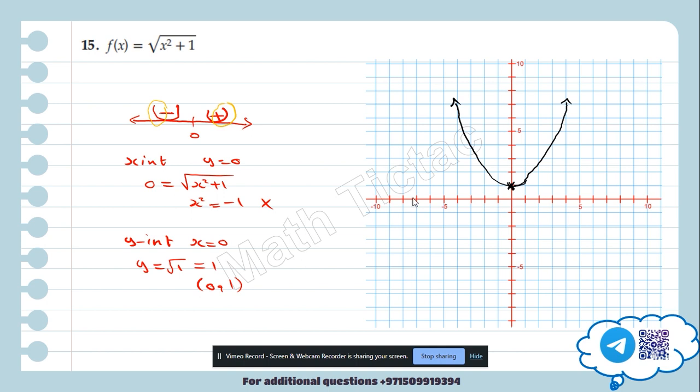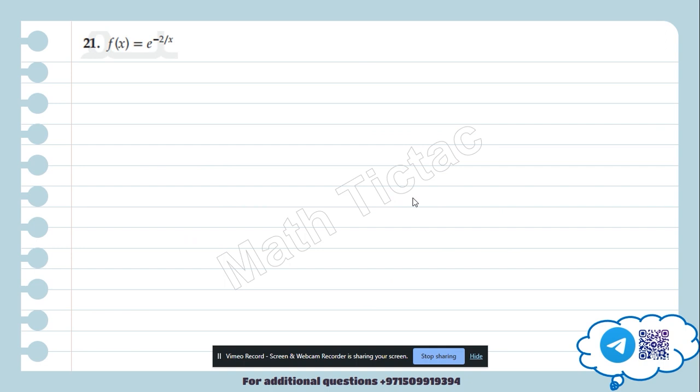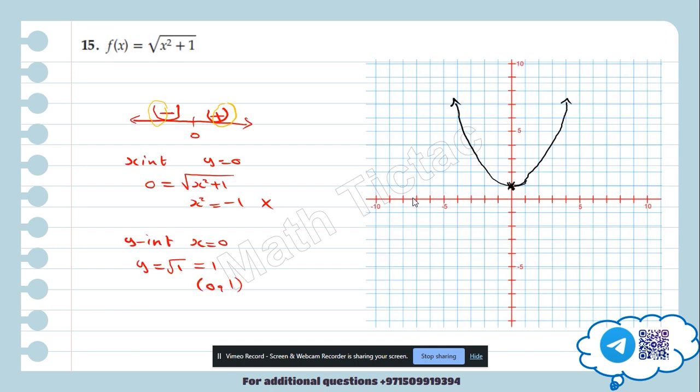So next we will solve another, or the last question on graphing, which is included by exponential function. So we will see that then inshallah.